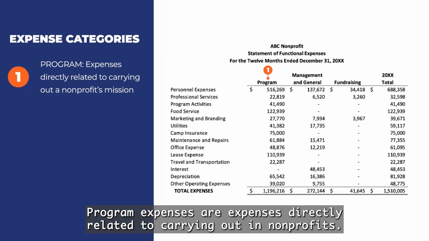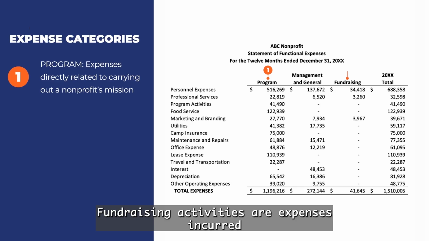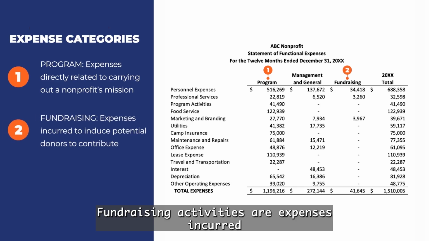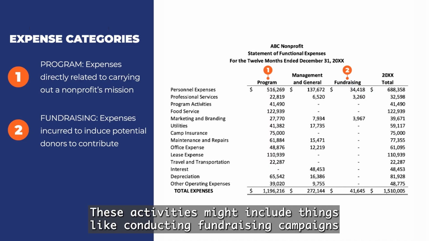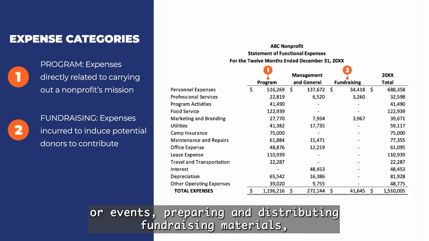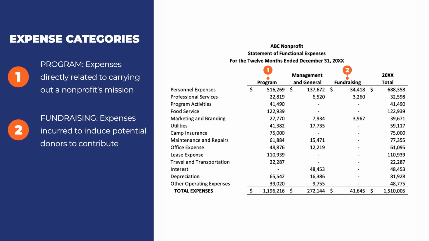Program expenses are expenses directly related to carrying out a nonprofit's mission. Fundraising activities are expenses incurred to induce potential donors to contribute money or other assets. These activities might include things like conducting fundraising campaigns or events, preparing and distributing fundraising materials, and the salaries of staff or consultants hired to help with fundraising activities.